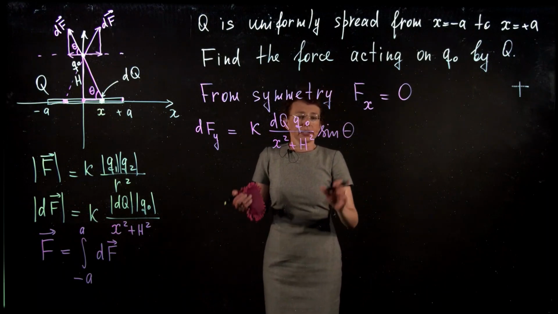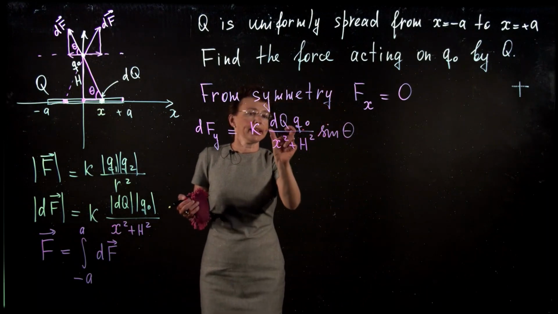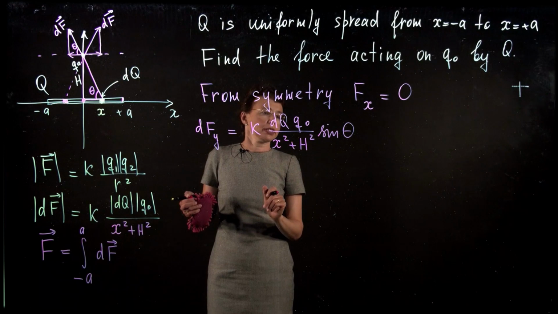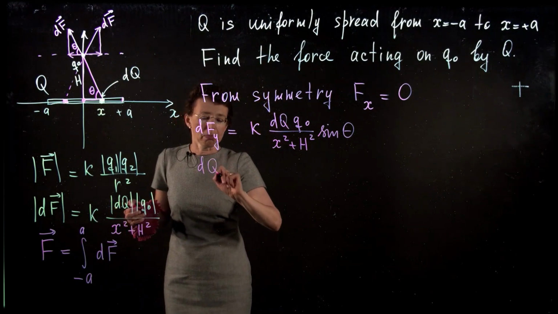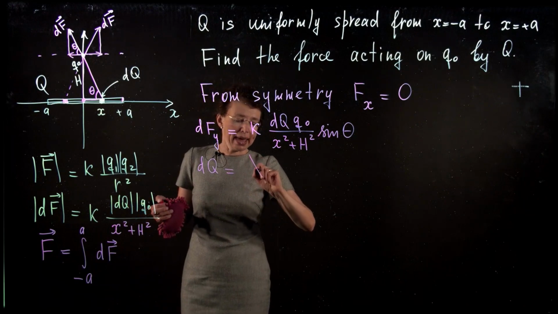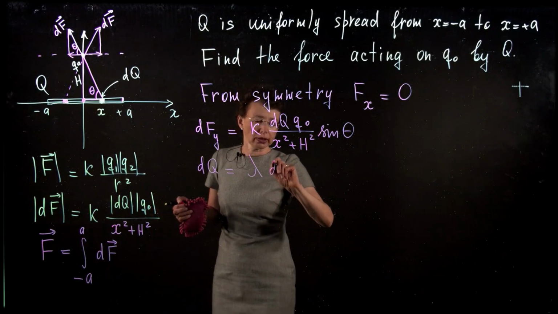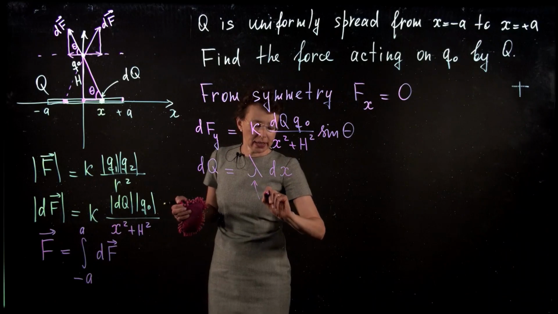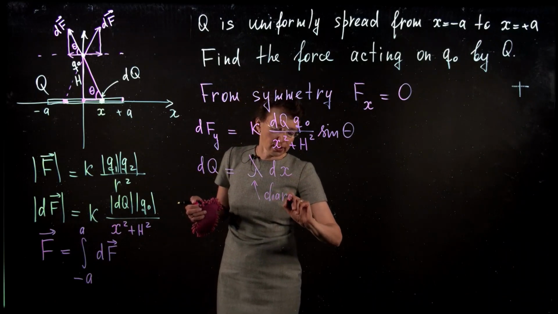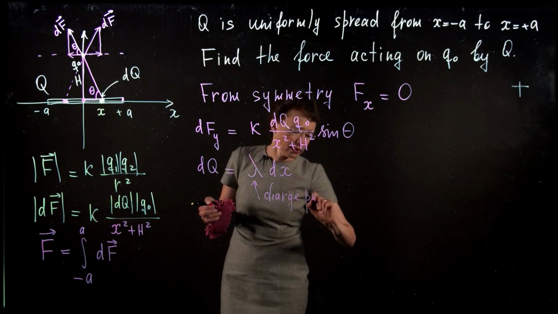Very good. So now I need to find sine theta, and I need to figure out what dq is. Let's start with dq. dq, by definition, is lambda, charge per unit length, times length dx. Lambda is charge per unit length.